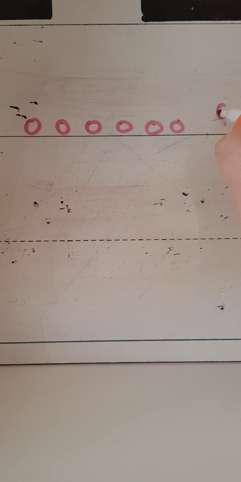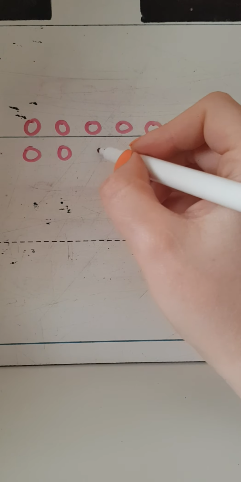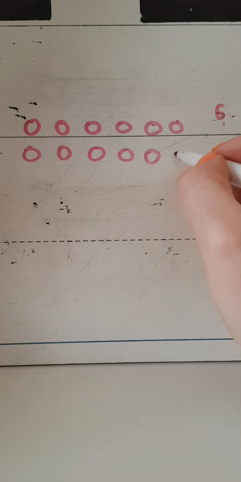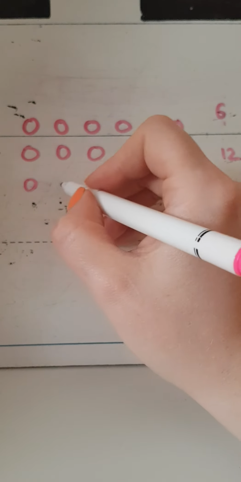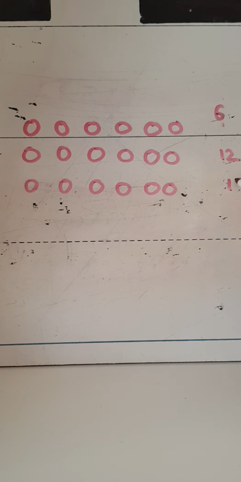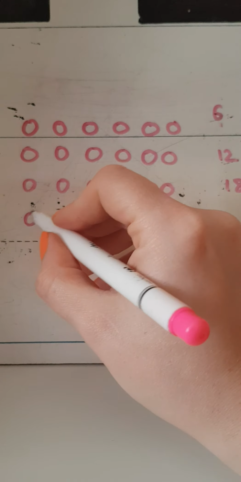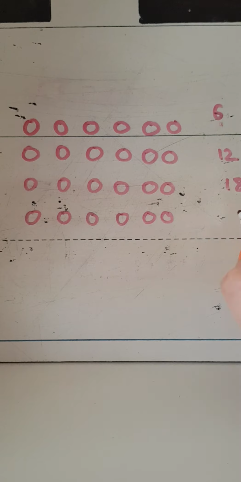So there I've got 6. I'm going to write 6 beside it to help me remember how far I've gone along. I need to go to 24, so I'm going to add another 6. That gives me 12. Another 6. That gives me 18. Another 6. And that gives me 24.